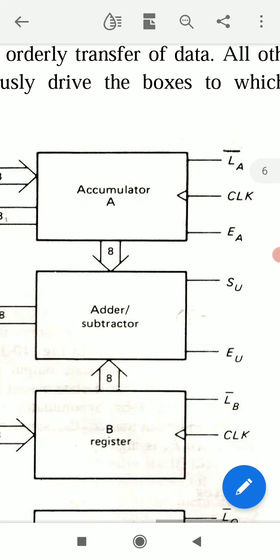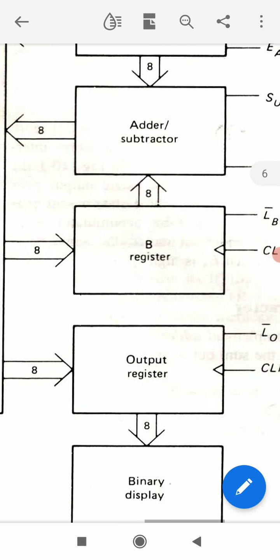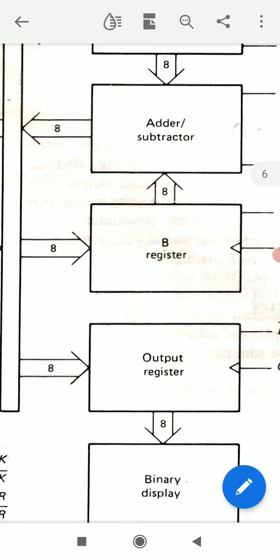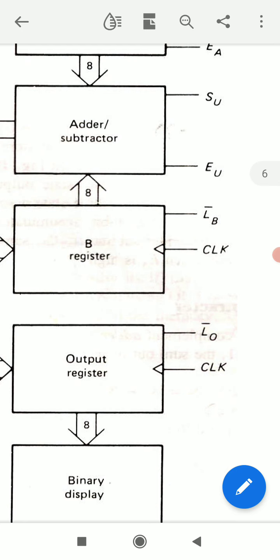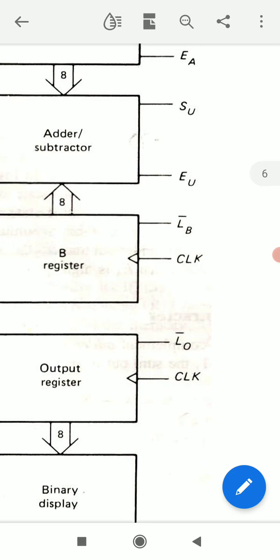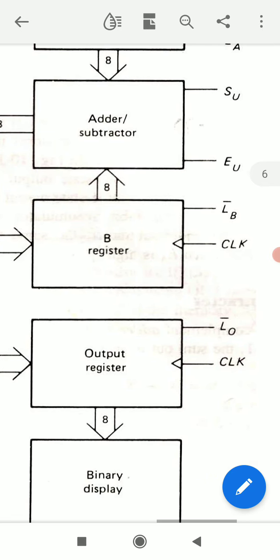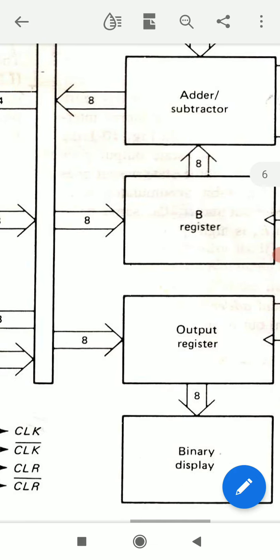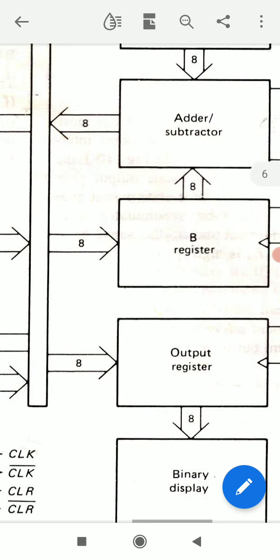If we want to add or subtract, we need two words. One is stored in accumulator A and the other is stored in this B register. So we have two words. Word A is in accumulator A, word B is in register B. When LB bar is active, which means LB bar is 0, LB means load B register. Then the B register is loaded by the word which is on this W bus.